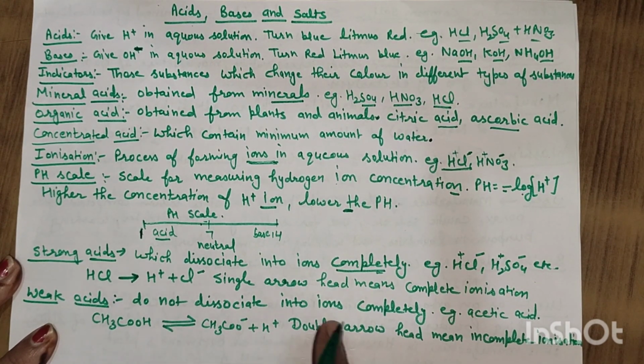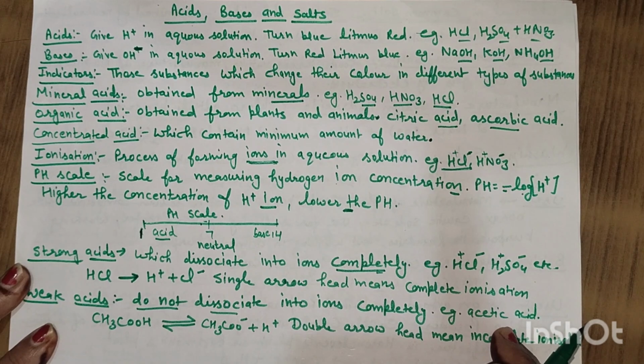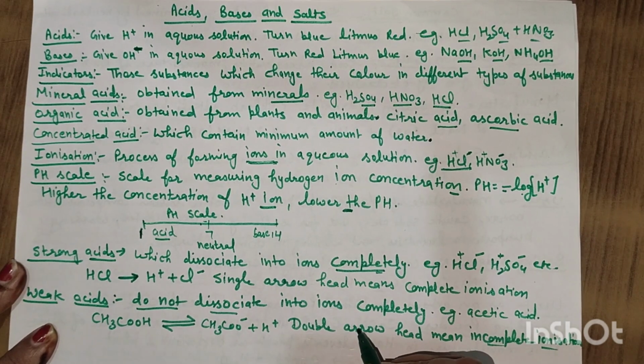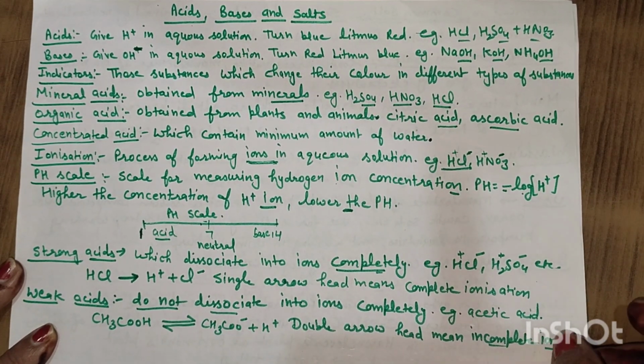Weak acid. Weak acids do not dissociate into ions completely. Example is acetic acid, CH3COOH, with a double arrowhead, giving CH3COO negative plus H positive. A double arrowhead means incomplete ionization. Here the ionization is incomplete.